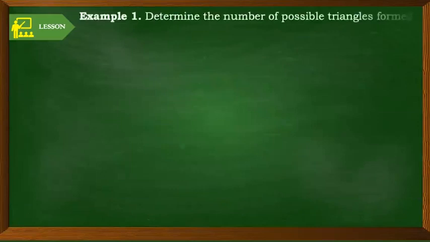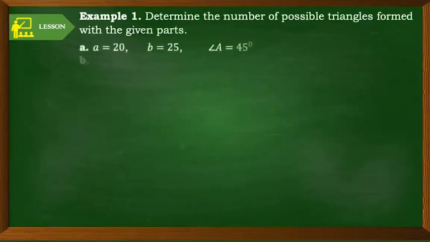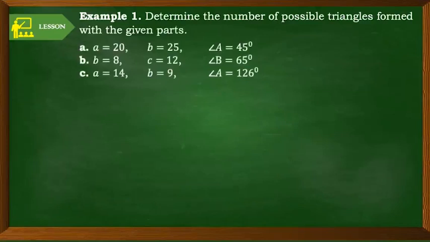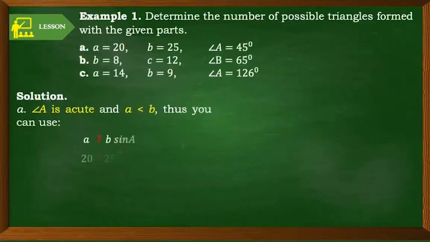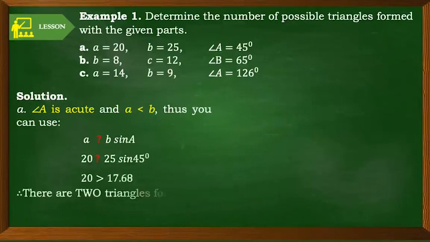For example 1, determine the number of possible triangles formed with the given parts. So for letter A, angle A is an acute angle and a is less than b. Thus, we compare a and b times sin A. So since a is greater than the product of b sin A, which is 17.68, therefore there are two triangles formed.